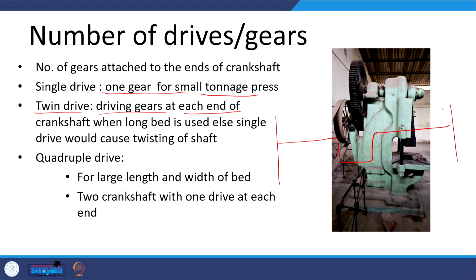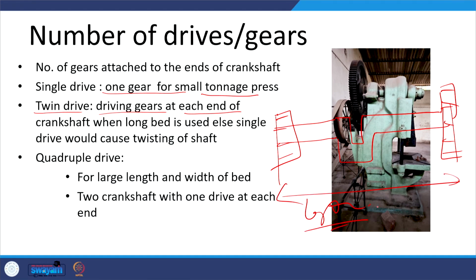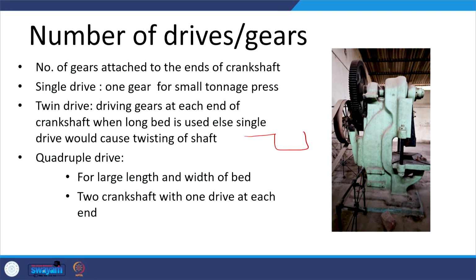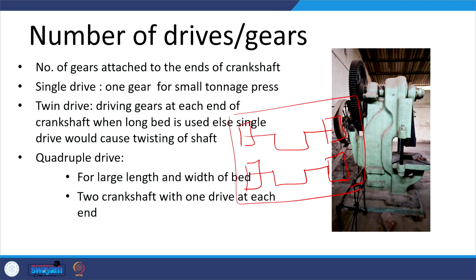So, on this side we have one gear, and on the other side another gear. This is particularly true when the length of the press is large. And when the width is also large, then we use the quadruple type of arrangement, with one crankshaft and its gears, and another crankshaft like this. This allows us to use not just larger length, but also larger width.